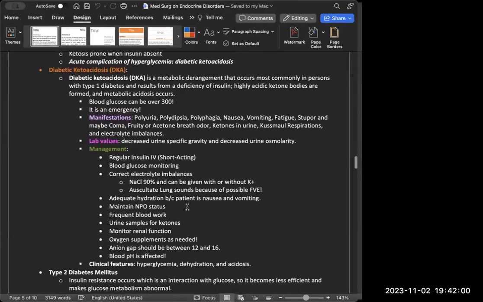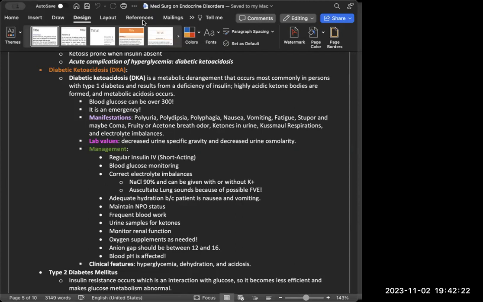So we have diabetic ketoacidosis, which is like a metabolic emergency, okay? And it comes from a deficiency of insulin. They can't produce it. And something characteristic of this disease is that they have fruity acetone breath and they have ketones in their urine, okay? So, like I said, it's an emergency with a blood glucose level over 300.